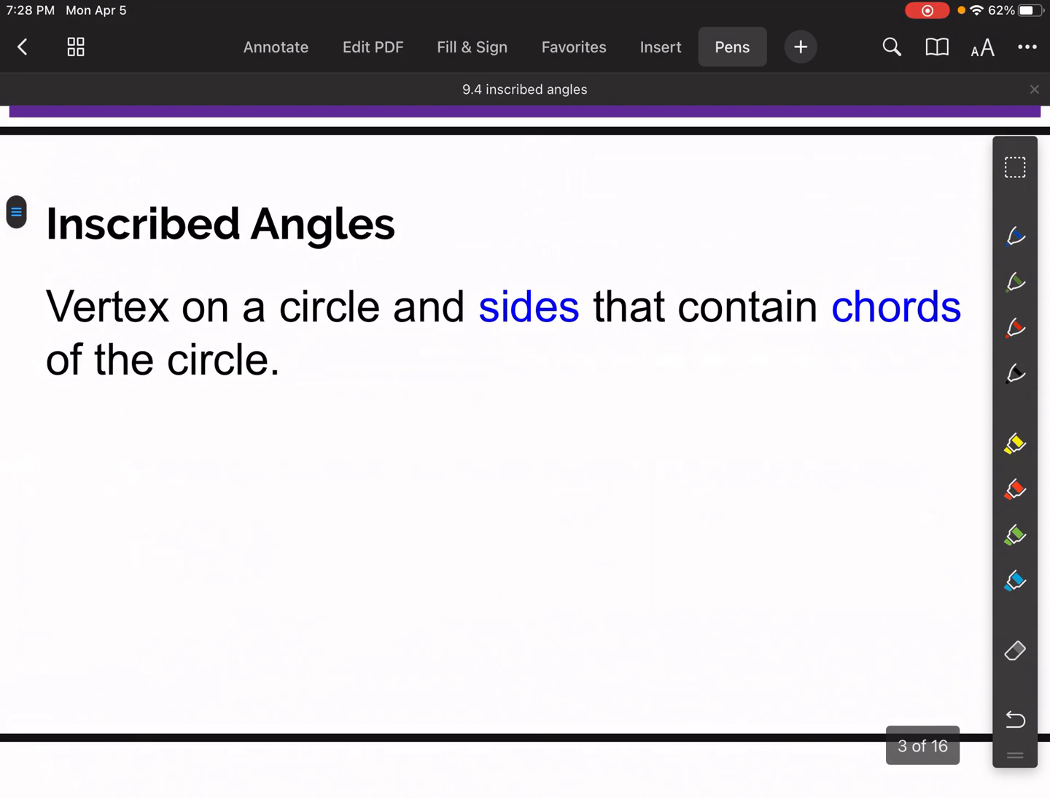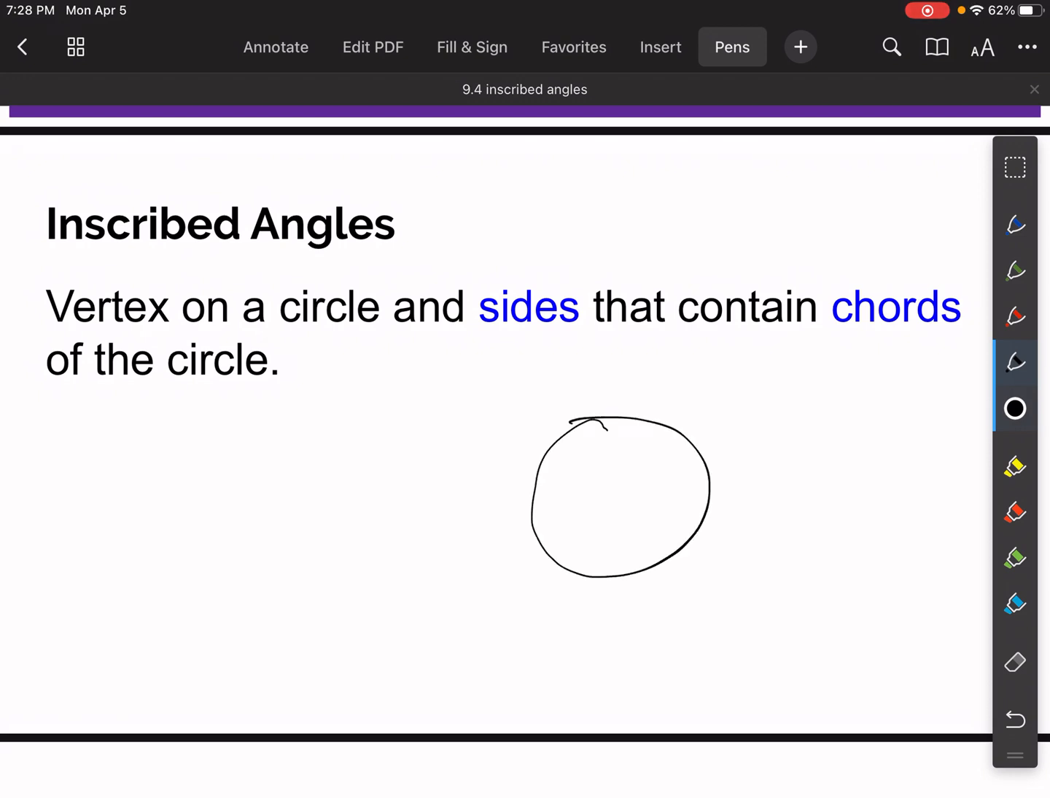So an inscribed angle is an angle in which the vertex is on a circle and the sides contain chords of the circle. So basically, a picture would be helpful here. The vertex is on the circle someplace, all right? So we could say the vertex is right here, for instance. And then the sides contain chords of the circle. Okay, so we might have an angle that's like this, for instance. That's called an inscribed angle.